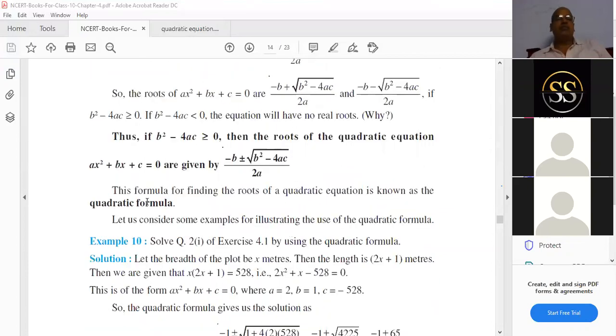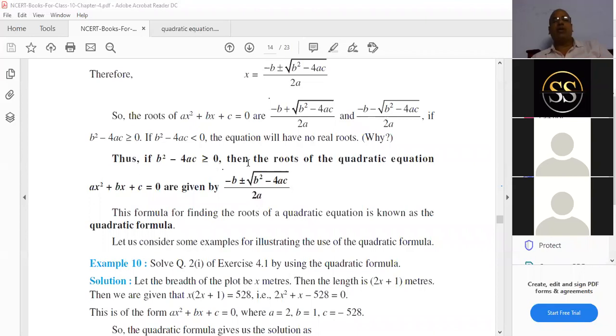See, he wrote minus b plus or minus root b square minus 4ac by 2a. This formula for finding roots of a quadratic equation is known as the quadratic formula. Quadratic formula means you have to say this one. To understand the derivation of the quadratic formula, you have to write it in full. Just the quadratic formula means this one: minus b plus or minus root b square minus 4ac by 2a. A means x square coefficient, b means x coefficient, c means constant term. That is already there, we can do it easily. But this formula you have to remember.